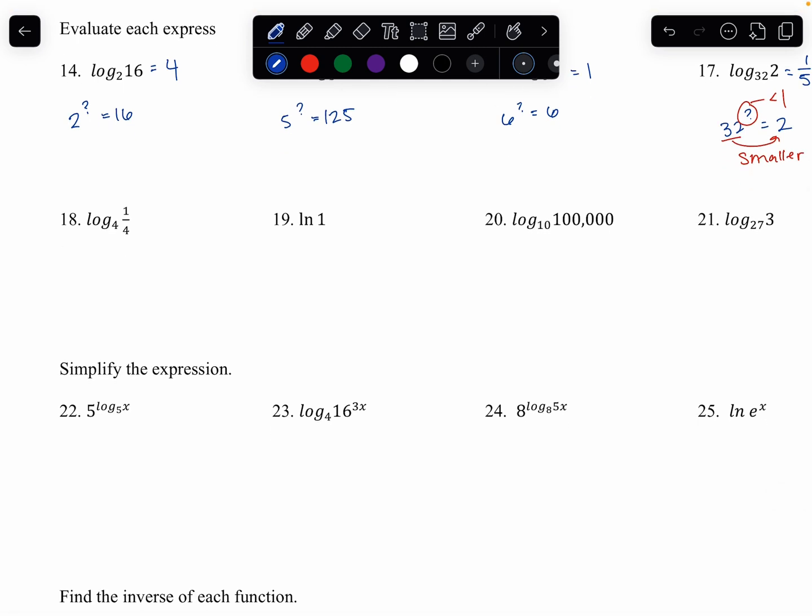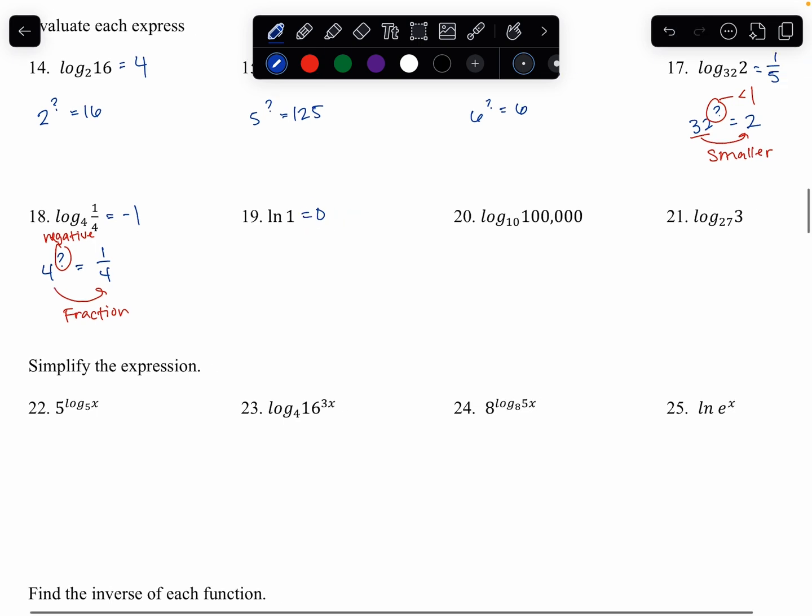And then here, 4 to what power is equal to 1/4. Now in this case, this is becoming a fraction, which means that this has to be negative for that to happen. And 4 to the 1st power is 4, so then 4 to the -1 power is 1/4. So this will have to be equal to -1. A natural log or a log with 1 is going to be equal to 0. Don't really need much for that.